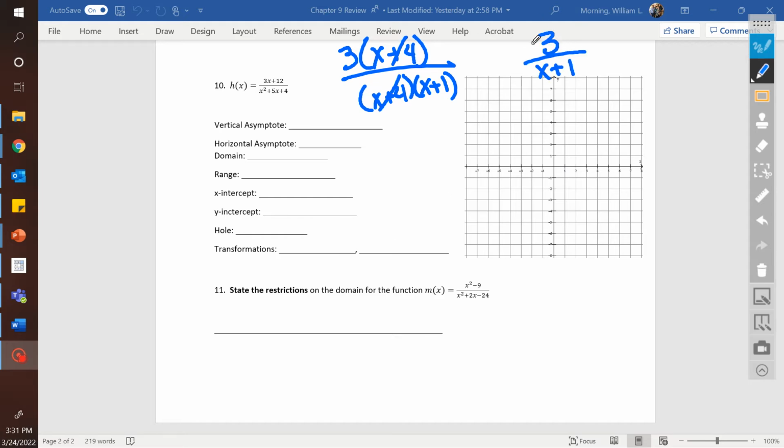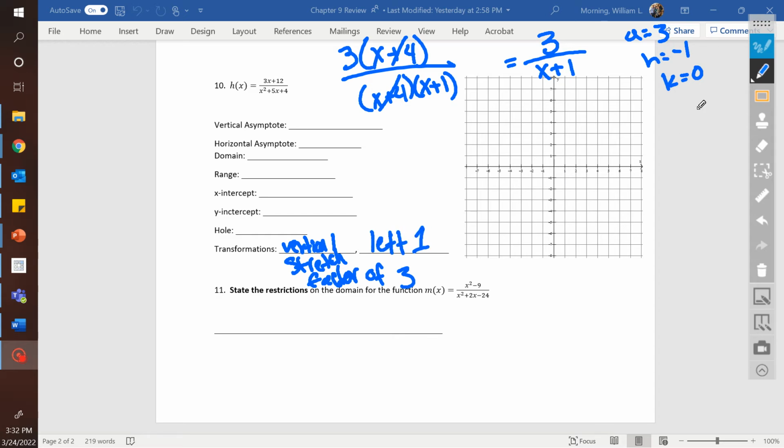Okay, so we got a couple of transformations here based on the parent function. We have a vertical stretch by a factor of 3. We also have a shift, because the a value is 3 here, the h value is -1, and the k value is 0. So we also have a shift left by 1.